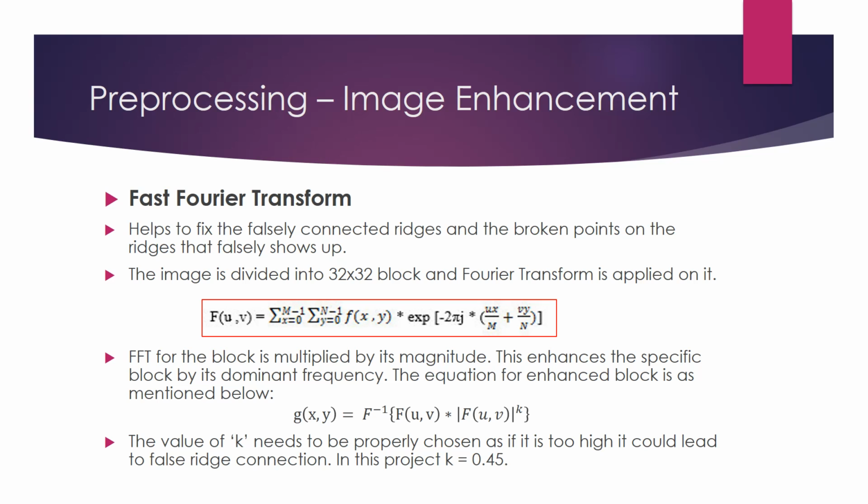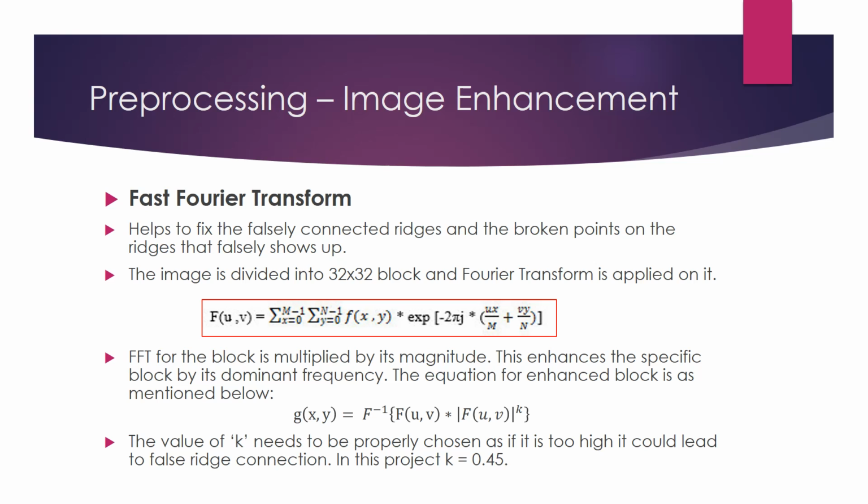So the next step of image enhancement is by using fast Fourier transform. This helps to fix the falsely connected ridges and the broken points of the ridges that falsely show up. The image is divided into 32 cross 32 blocks, and on each 32 cross 32 block we apply the Fourier transform. So the FFT of the block is multiplied by its magnitude. This enhances the specific block by its dominant frequency. The equation for the enhanced block is as shown here, Gxy.